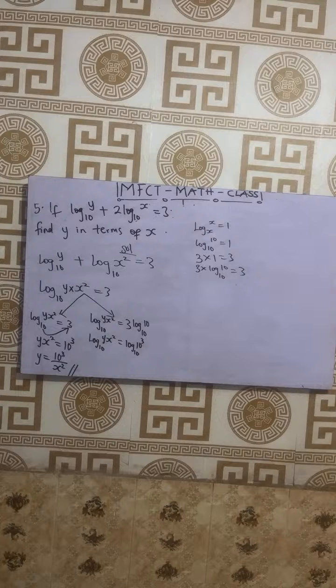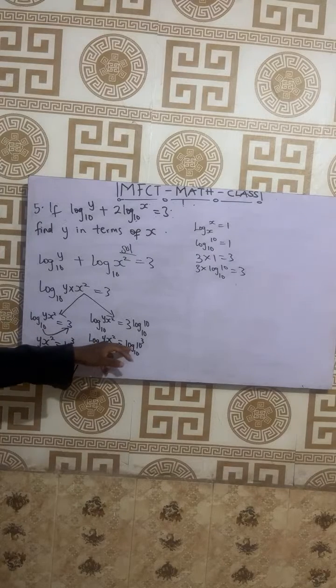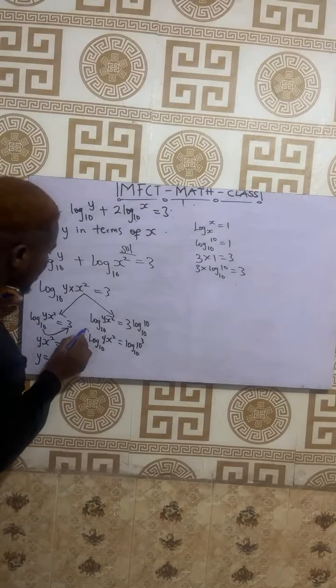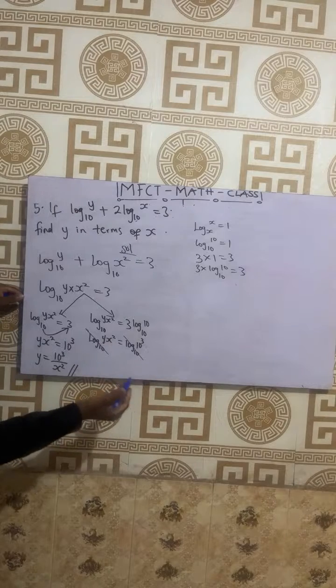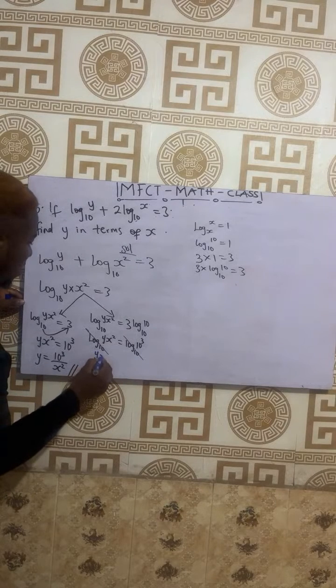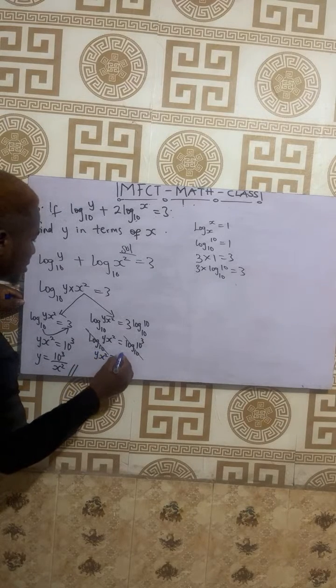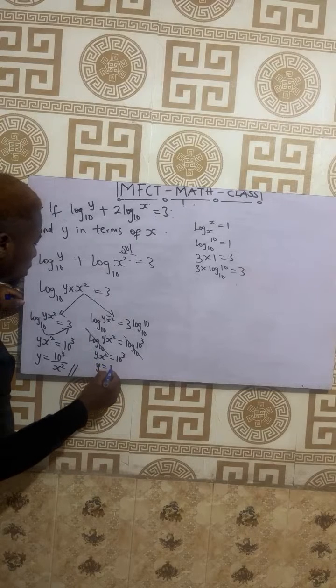Are you there, guys? Now you will see that on the left-hand side I have log 10, and on the right-hand side I have log 10. This log 10 can cancel this log 10. So I will just be left with yx squared is equal to 10 raised to power 3. Then my y is equal to 10 raised to power 3 over x squared.